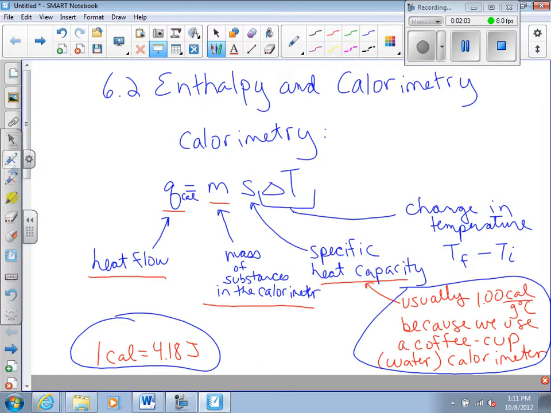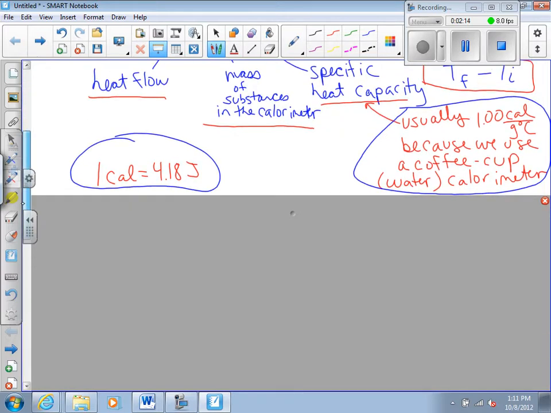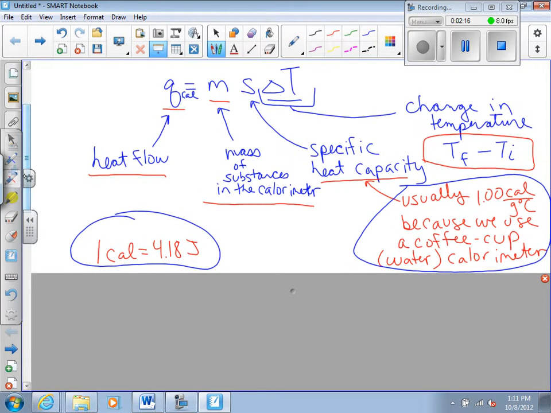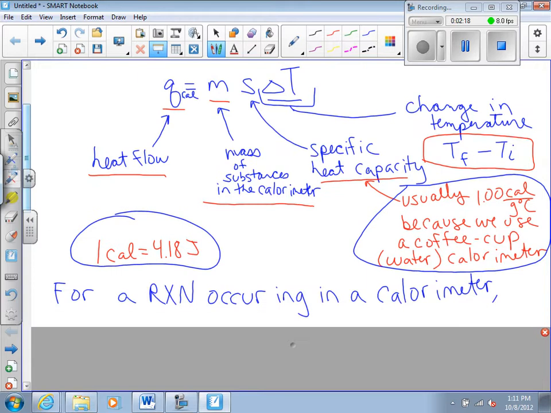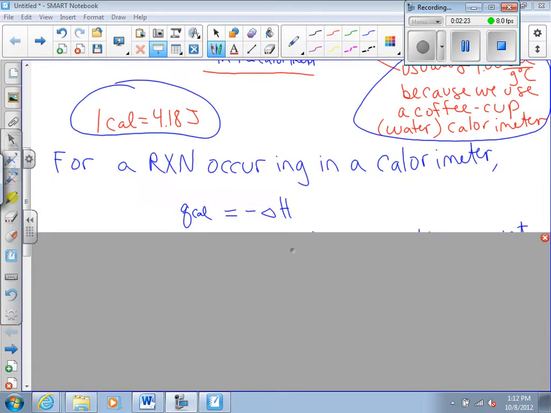Last variable in here is delta T, the change in temperature. Right here, T final minus T initial. Hopefully this is bringing back some good memories. Now, for a reaction occurring in a calorimeter, we have another equation. And that equation is Q of the calorimeter is negative delta H for the amount of chemical reacted.